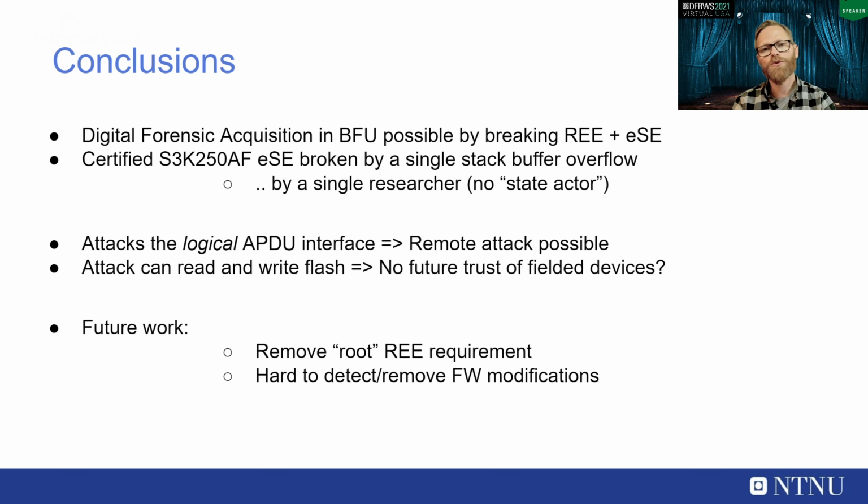Also, our future work is trying to look into removing this rich execution environment requirement, because now we require two exploits, one in the rich execution environment and one in the secure element. We are looking into whether we can remove this first requirement. And also I'm looking into, since I can do firmware modifications on the device, whether I can make them undetectable or hard to remove. So if a device like this, the secure element chip, had a serious vulnerability like this, can I install firmware modifications that can actually survive a firmware update from Samsung?